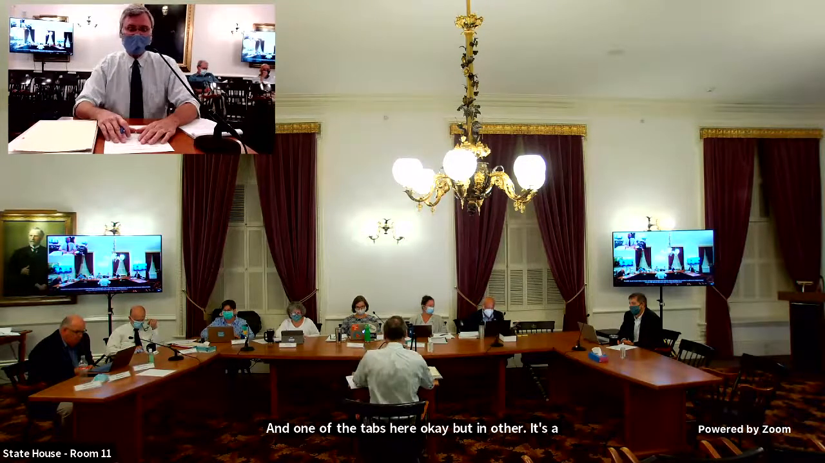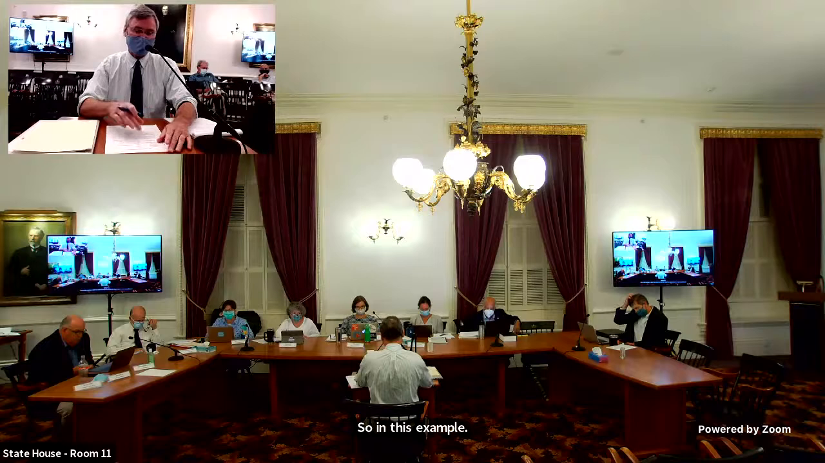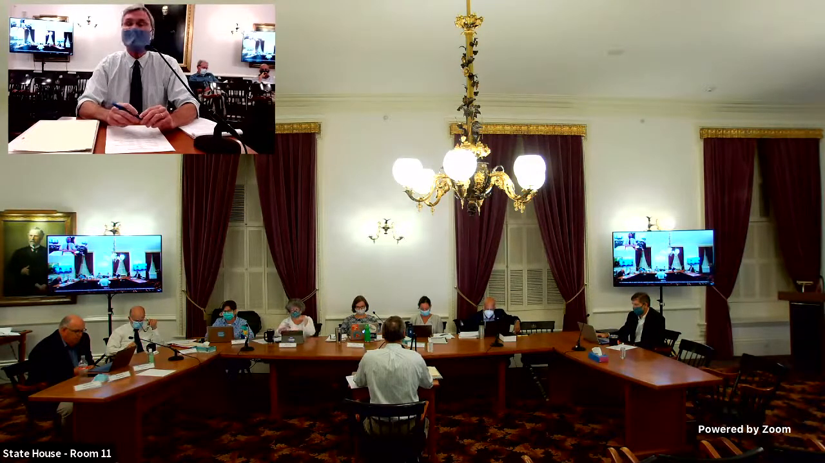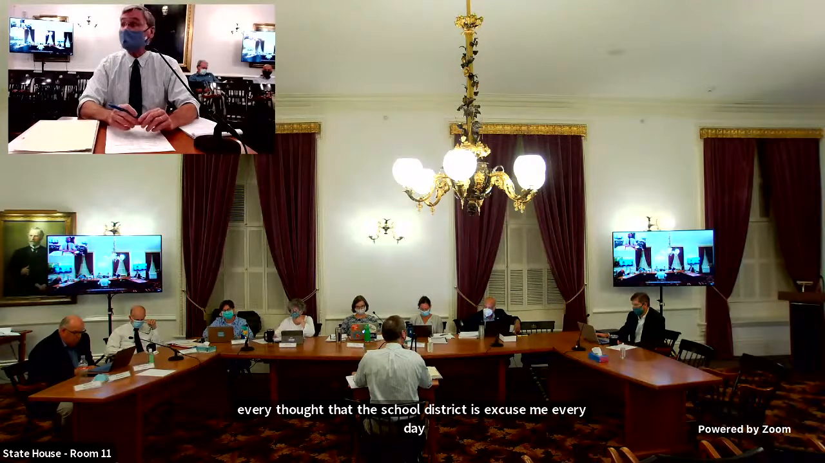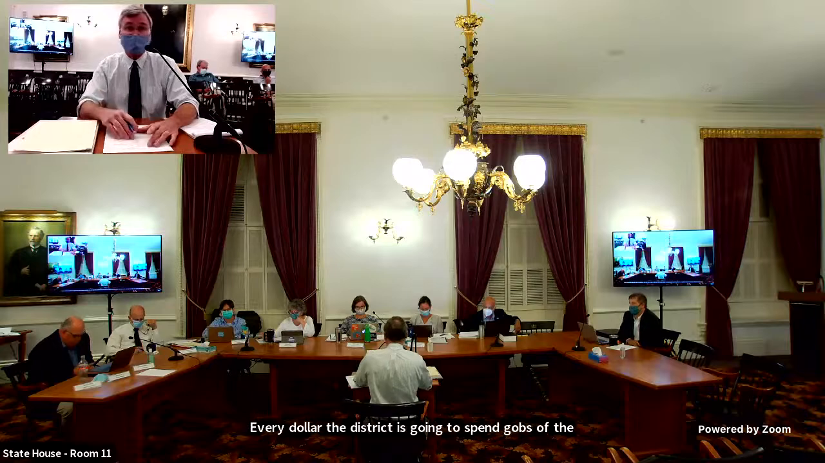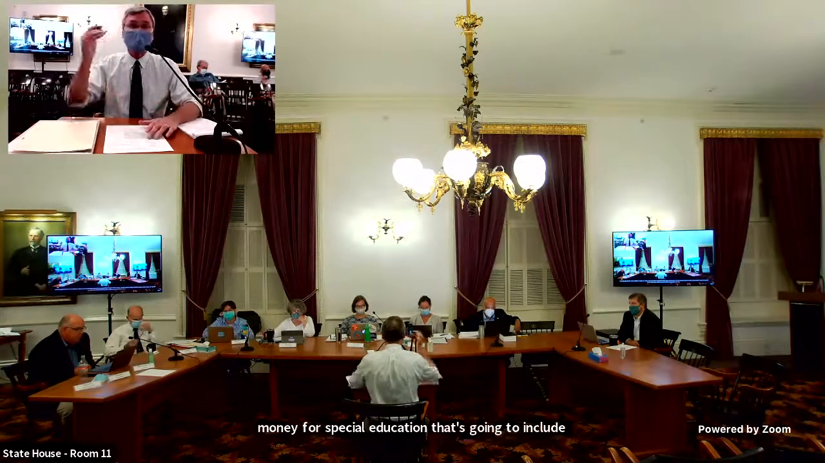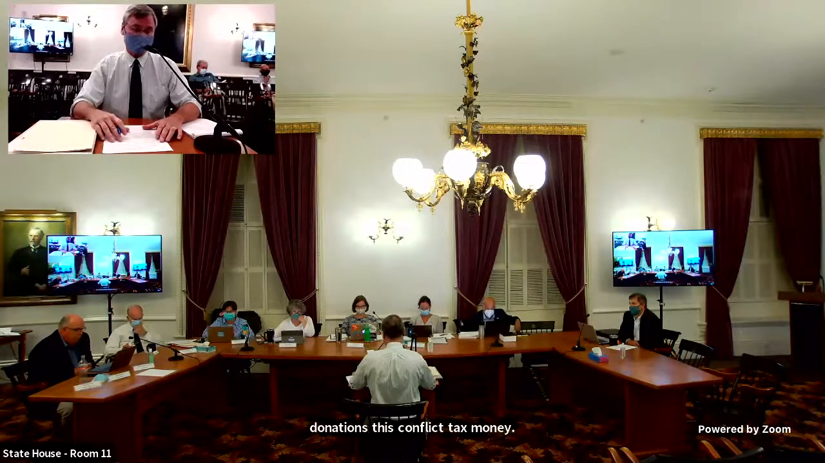So in this example, line 1 is just the expenditures. I have footnotes at the bottom, line notes, explaining what each line is for. When I say expenditures, what I'm talking about is every dollar the school district is going to spend regardless of the source. So this includes federal money, state money for special education, donations, and tax money. It's every dollar that the school district is going to spend.